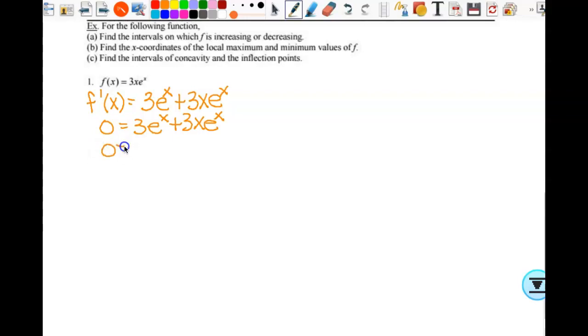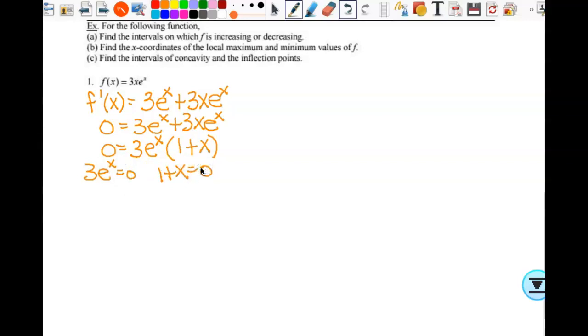So I get 0 equals, what can I factor out? E to the x. 3e to the x, absolutely. 3e to the x. That leaves me with 1 plus what? X. Okay. And then I'm going to set both of these equal to 0, right? So 3e to the x equals 0, and 1 plus x equals 0.